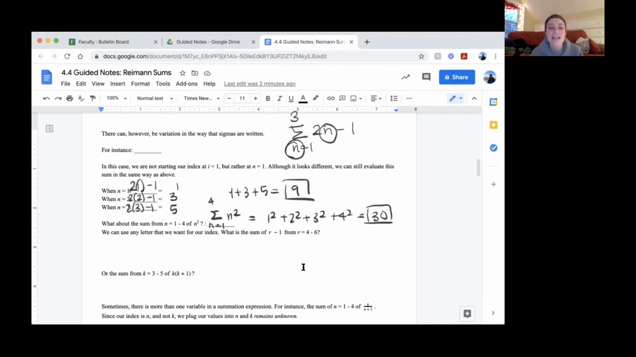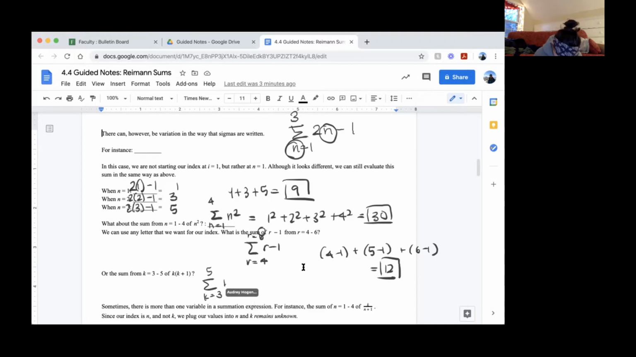But anyway, we can use any letter we want for our index. So the sum of r minus 1 from r equals 4 to r equals 6. That would be 4 minus 1 plus 5 minus 1 plus 6 minus 1. And then that is, in fact, equal to 3 plus 4 plus 5, which is equal to 12.